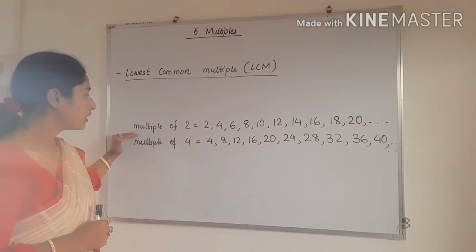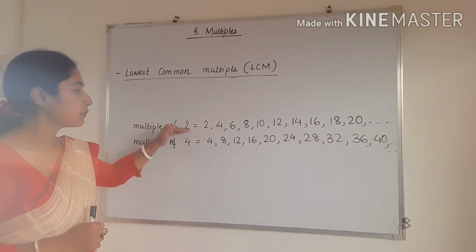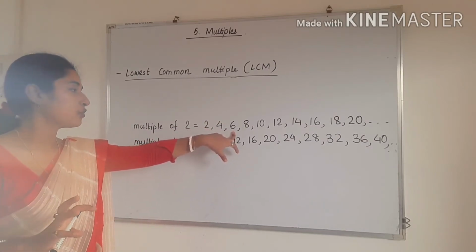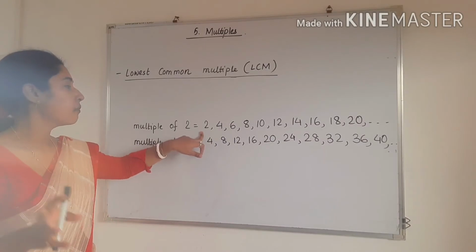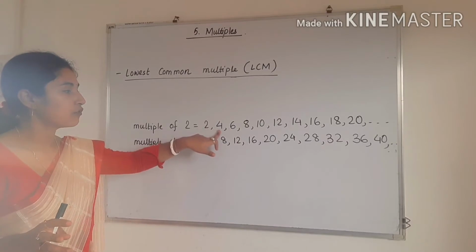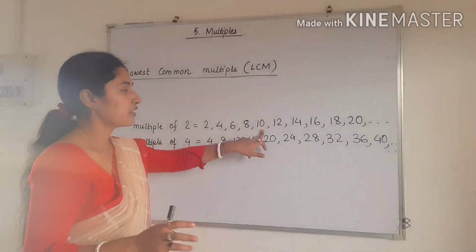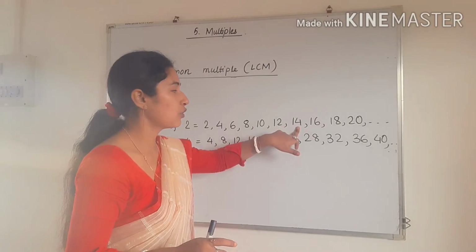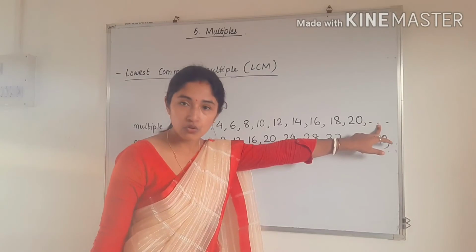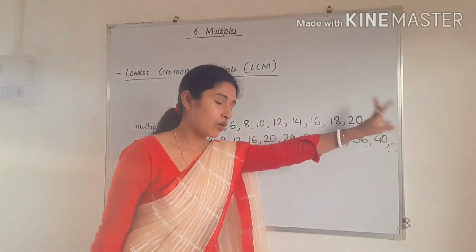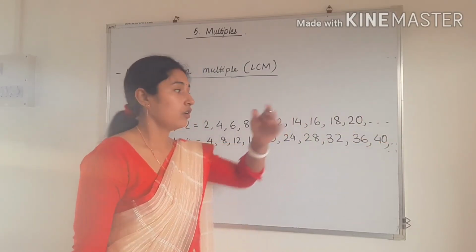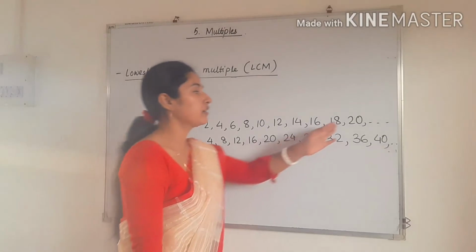Here first of all I am writing the multiples of 2. The multiples of 2 are 2, 4, 6. Just count the table of 2. There are infinitely many multiples of 2. 2 1s are 2, 2 2s are 4, 2 3s are 6, 2 4s are 8, 2 5s are 10, 2 6s are 12, 2 7s are 14, 2 8s are 16, 2 9s are 18, 2 10s are 20. 2 11s are 22. Like that you can go up to 2 12s are 24. It will go on. We have to stop at one point, so I am stopping at 20.